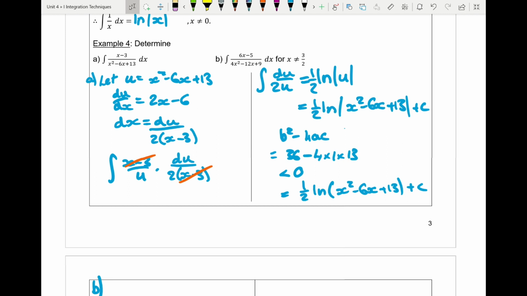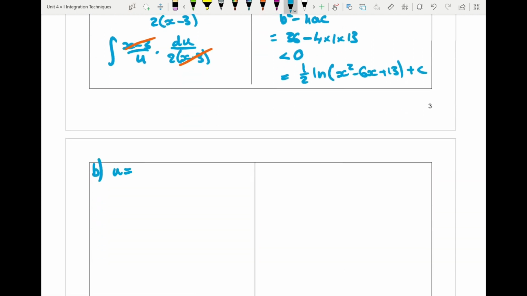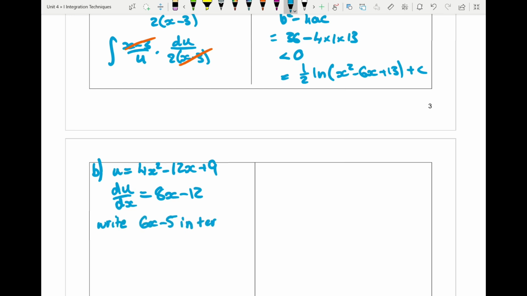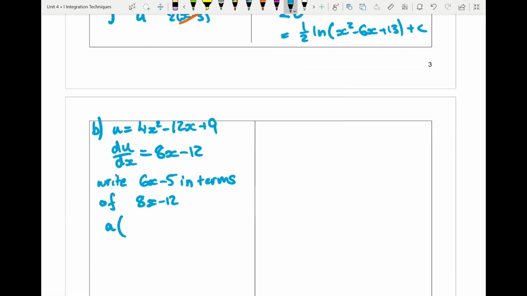So again, we are going to consider u equals 4x squared take 12x plus 9. So our du/dx is equal to 8x take 12. We now want to write 6x take 5 in terms of 8x take 12. So we get something times 8x take 12 plus another something is going to equal 6x take 5.